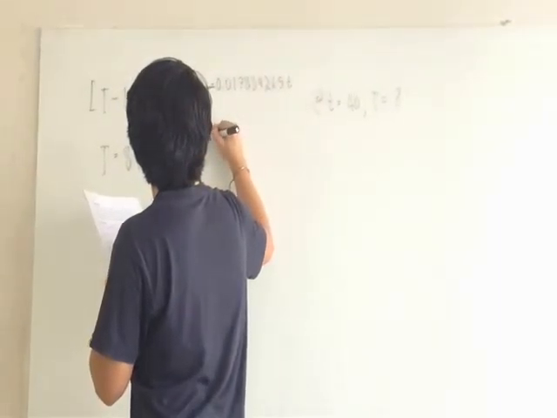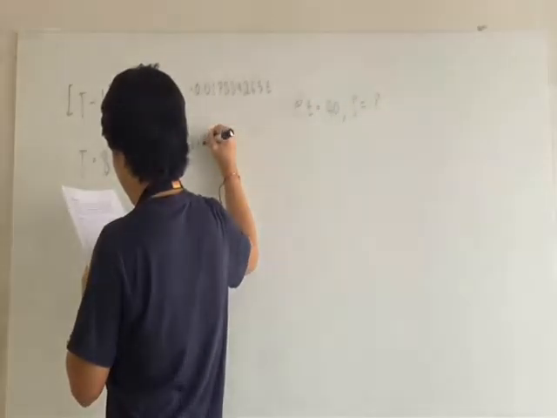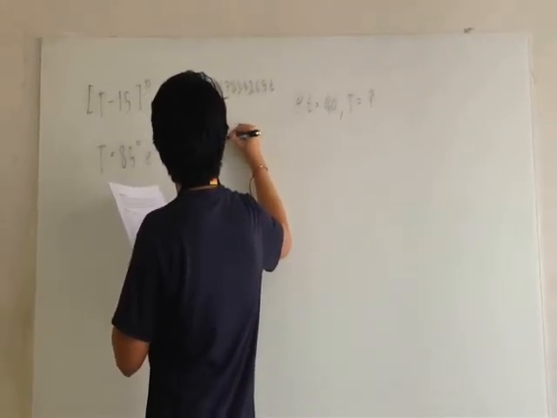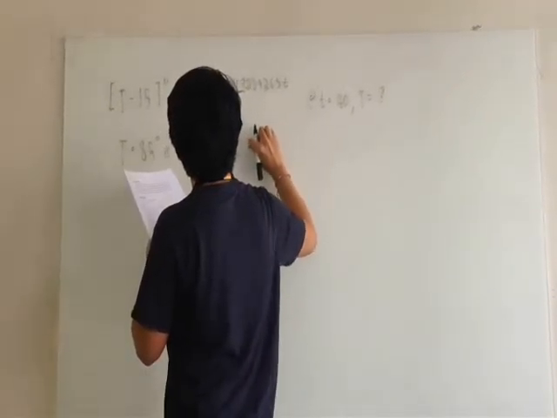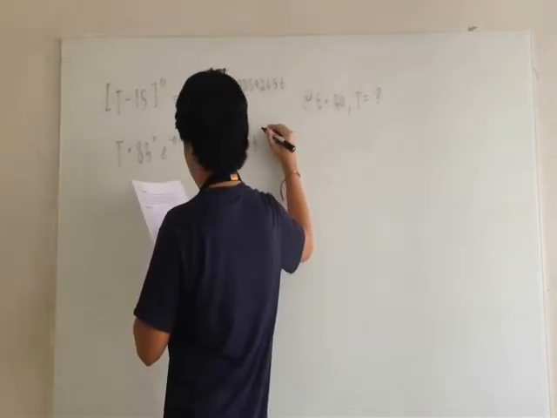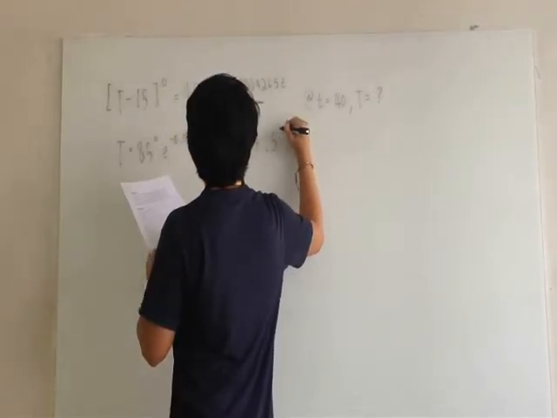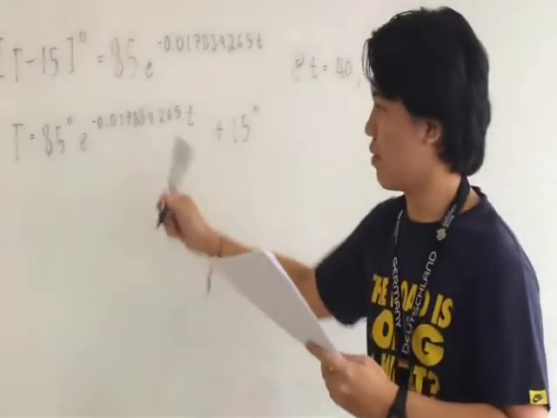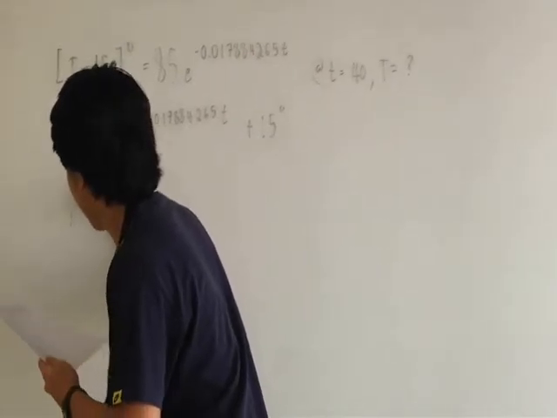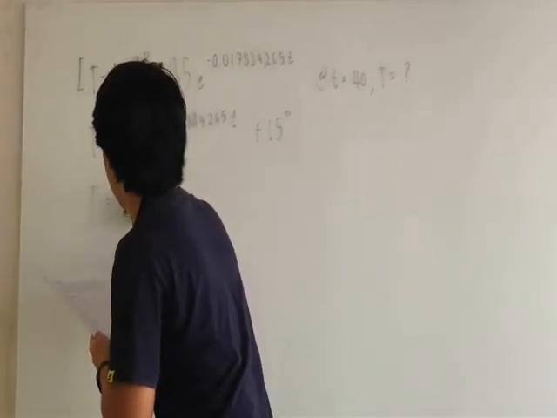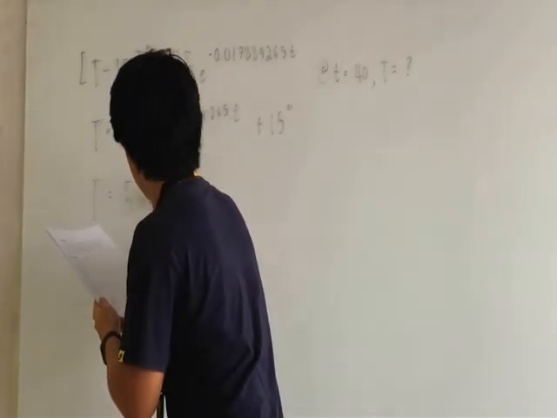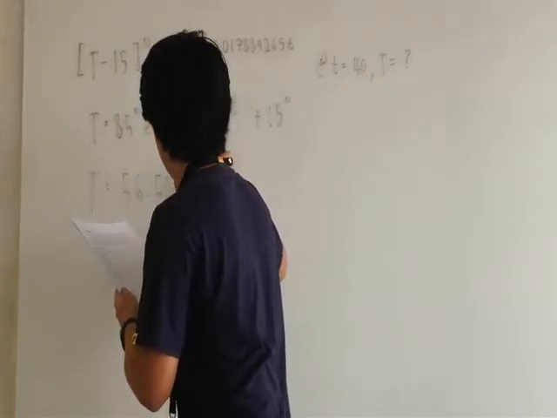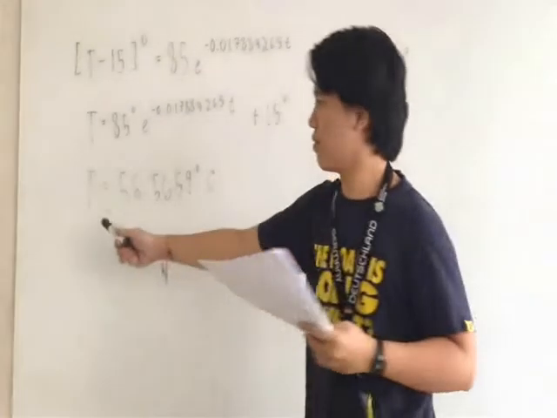So here we have to isolate the value of T in the equation, which simply leads us to T is equal to 85 e raised to negative 0.71537063 plus 15, leaving us with a final temperature of 56.5659 degrees Celsius.